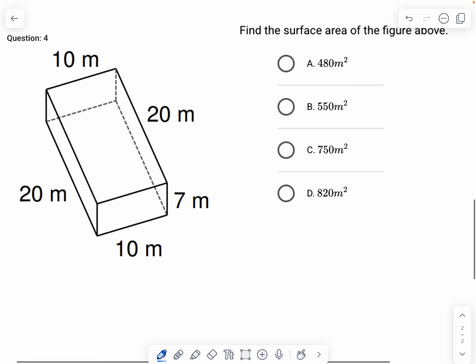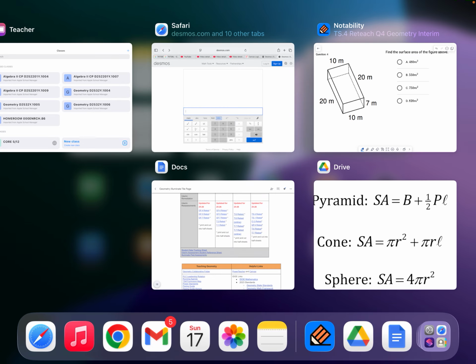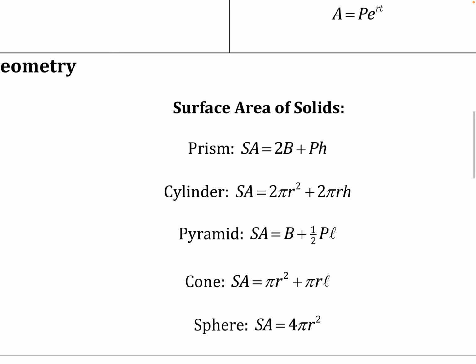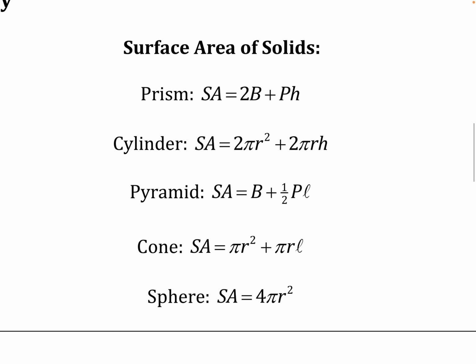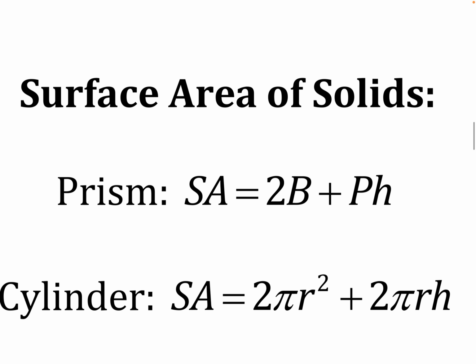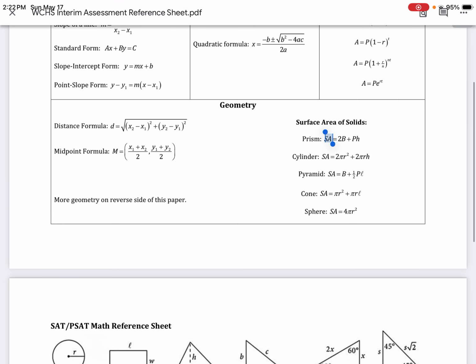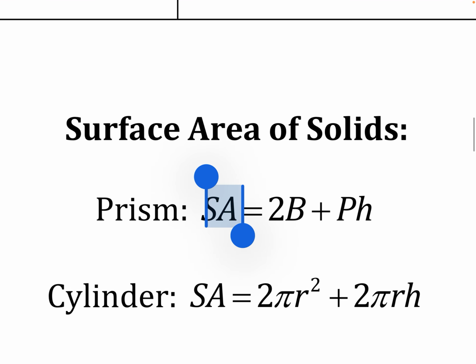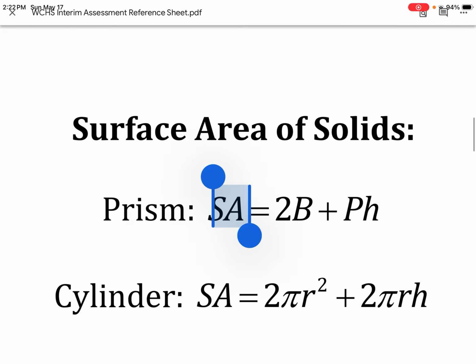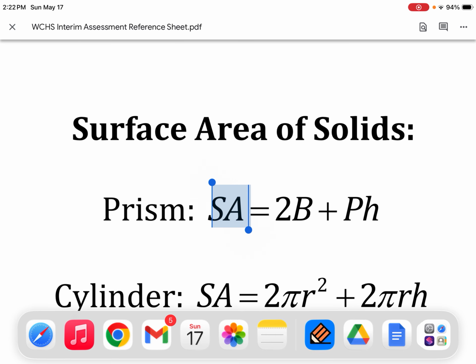Last one, number 4. We are still talking about surface area, but this shape is a prism. Remember, a prism has 2 congruent bases. It's also a rectangular prism. That's a big indicator right there. So let's kind of go back to that formula sheet. For surface area, a prism is the surface area equals 2 times the area of the base, that's the capital B, plus the perimeter times the height of the shape.